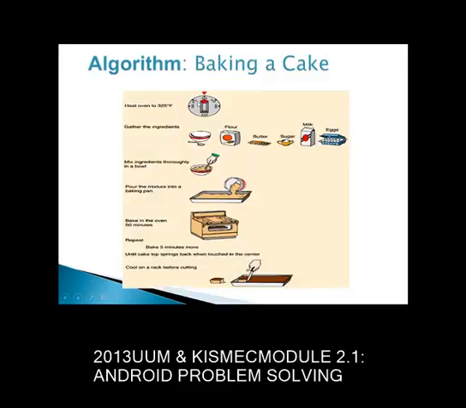Something like this. So step one, if you'd like to bake some cake, heat the oven, and then gather all the requirements, all the ingredients, and mix all together, pour it into the baking pan, put it into the oven, and then wait until the cake is cooked, baked, and cooled before cutting. So these are all the steps identified.